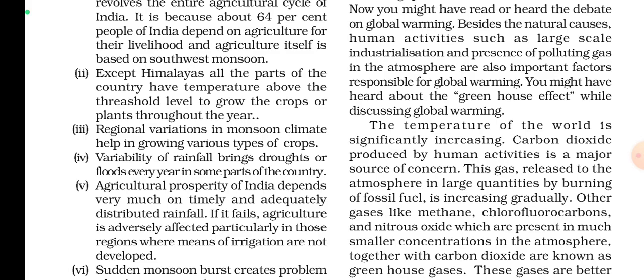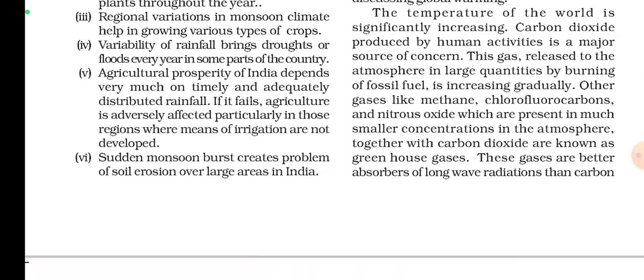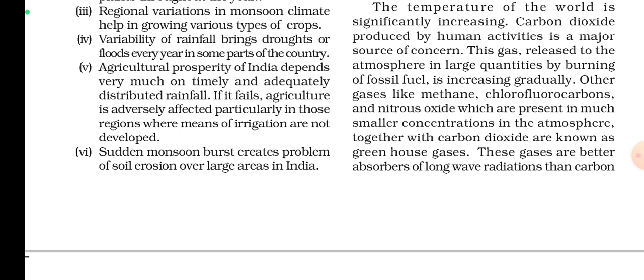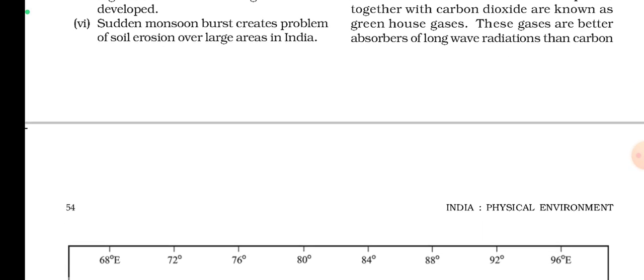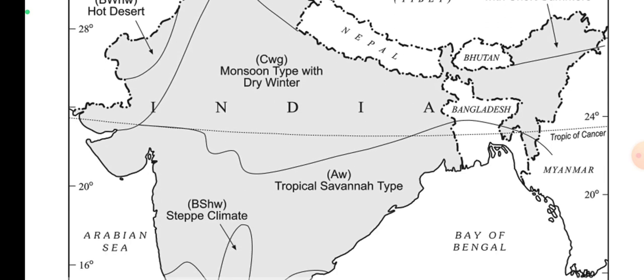You might have heard about the greenhouse effect while discussing global warming. The temperature of the world is significantly increasing. Carbon dioxide produced by human activities is a major source of concern. This gas released to the atmosphere in large quantities by burning of fossil fuel is increasing gradually. Other gases like methane, chlorofluorocarbons and nitrous oxide, which are present in much smaller concentrations in the atmosphere, together with carbon dioxide, are known as greenhouse gases. These gases are better absorbers of long wave radiations than carbon.